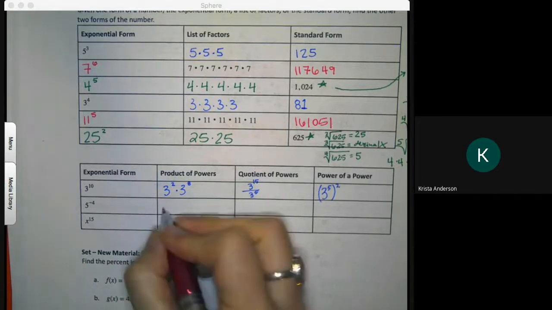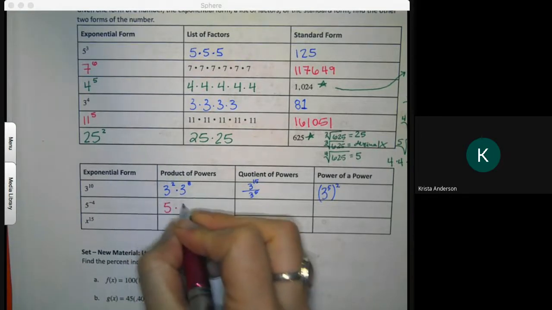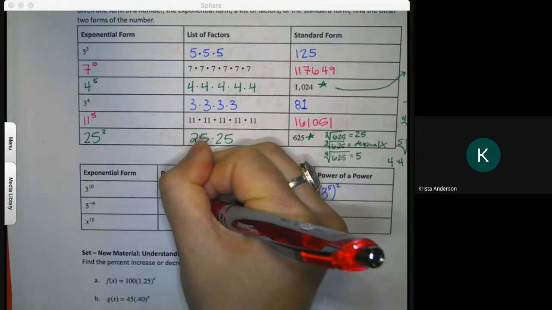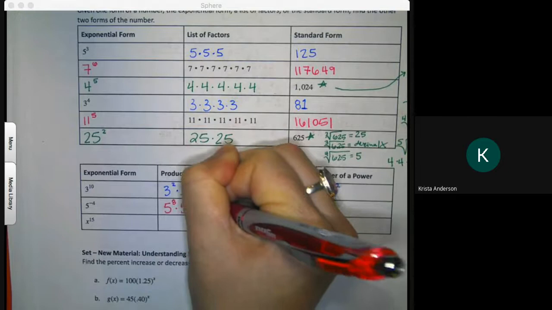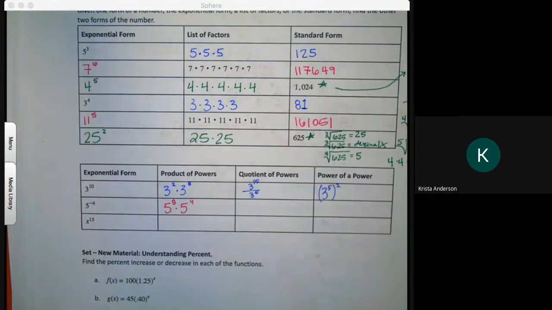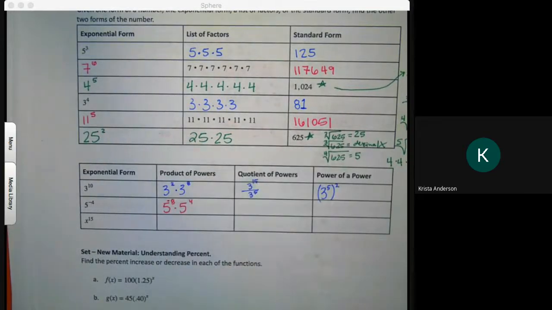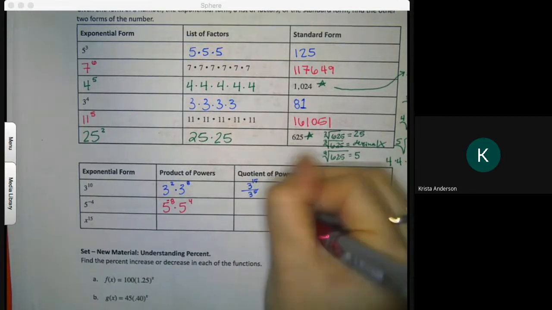Has anybody already done the powers for the 5 in the product rule? What did you put for yours? 8 and 4? Oh, yeah. Good job. -8 and a +4 would combine to make -4 when I add them up. Good.